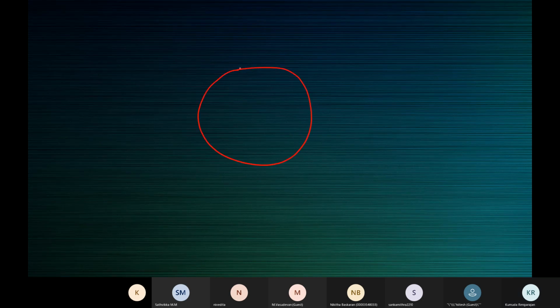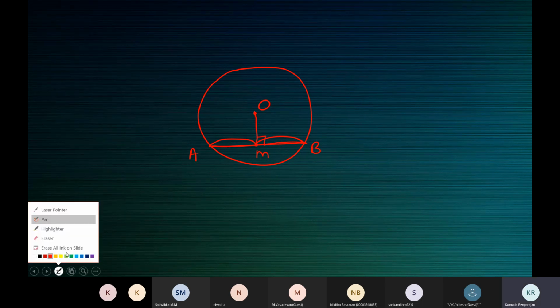Circle, center. Say we have a chord AB. Circle with center O. AB is a chord of the circle. If you draw a perpendicular OM from the center to the chord AB, the chord is bisected. That is, M is the midpoint of AB. AM is equal to MB. The perpendicular from the center to the chord bisects the chord.